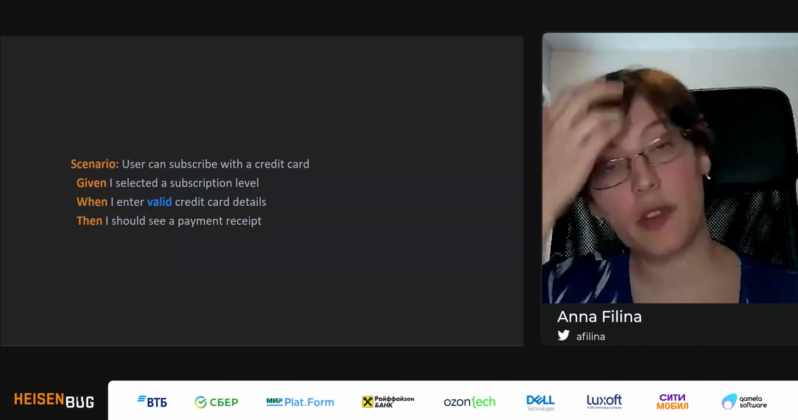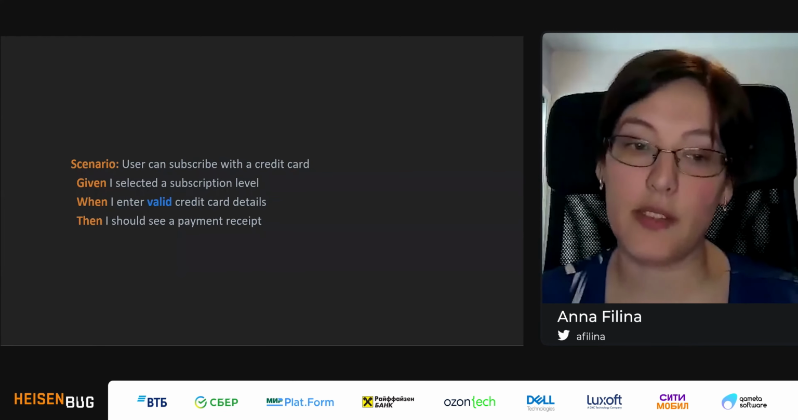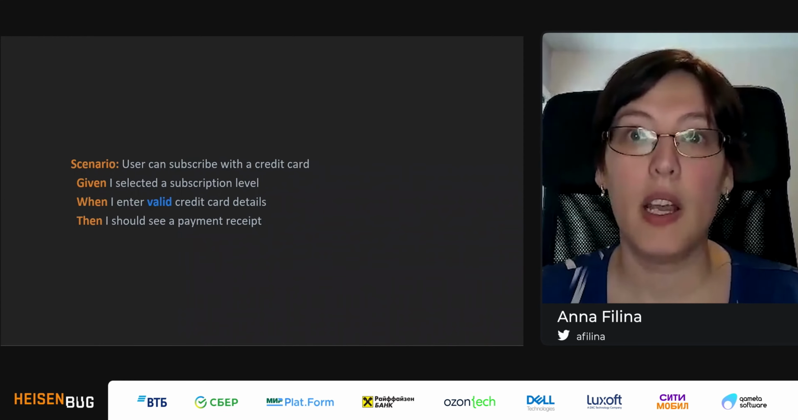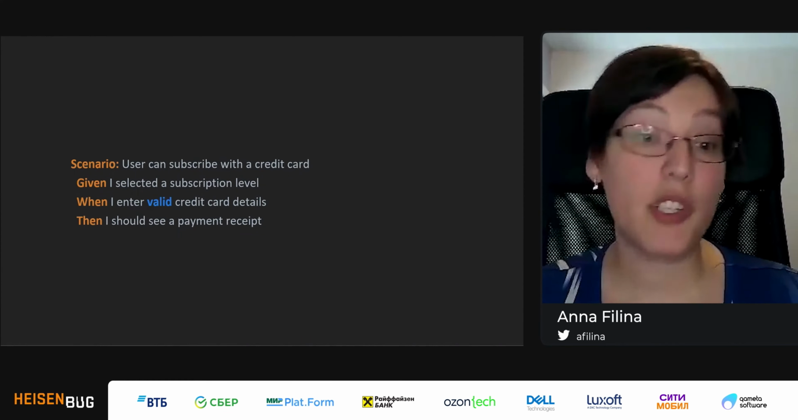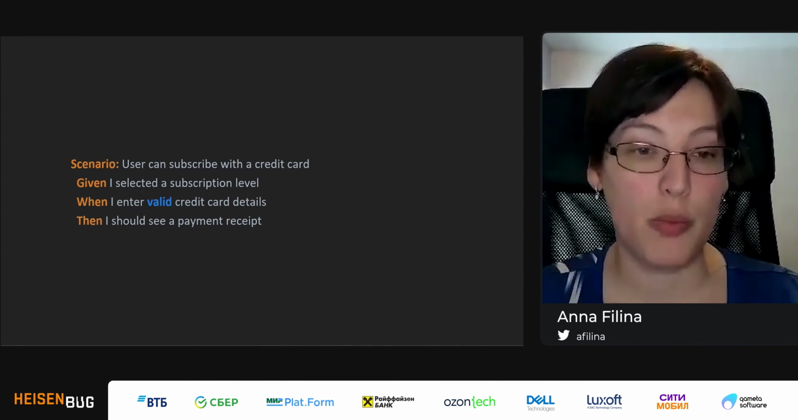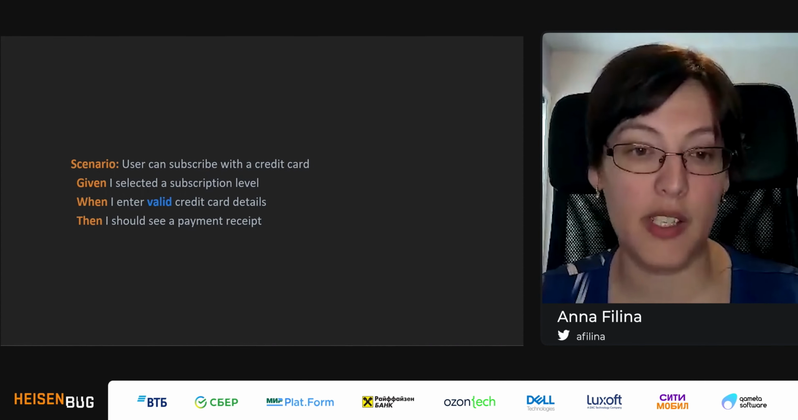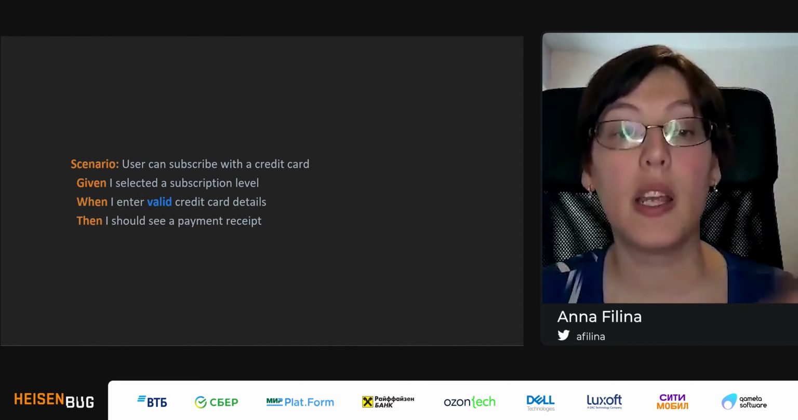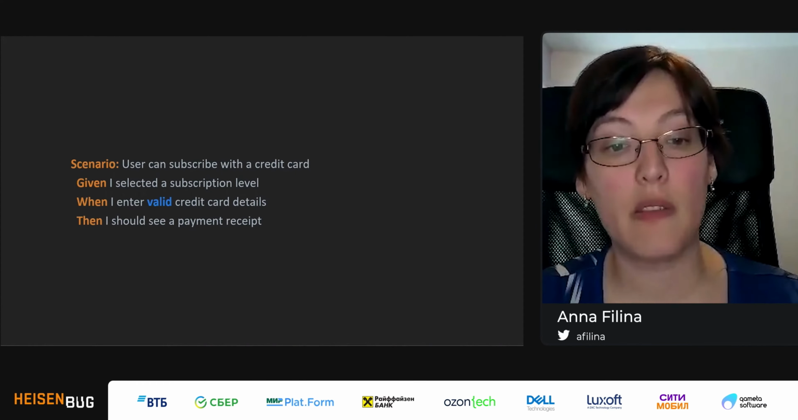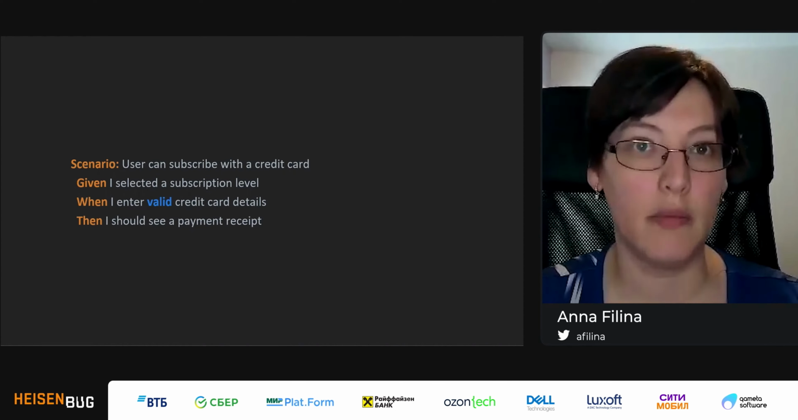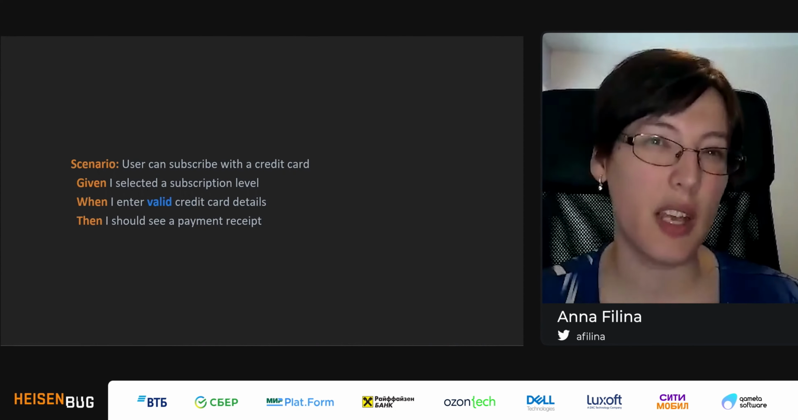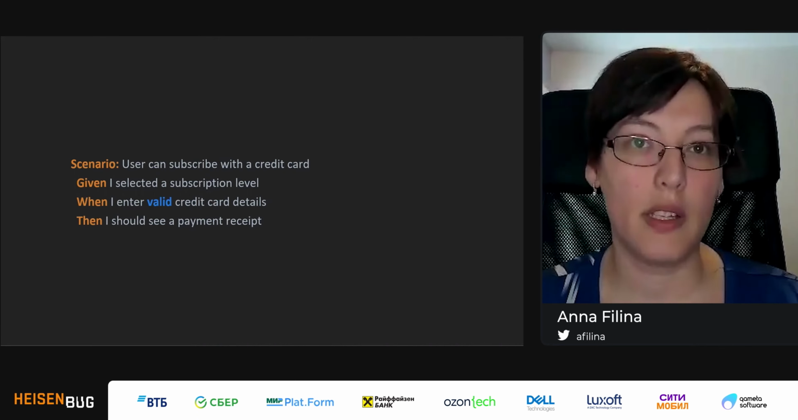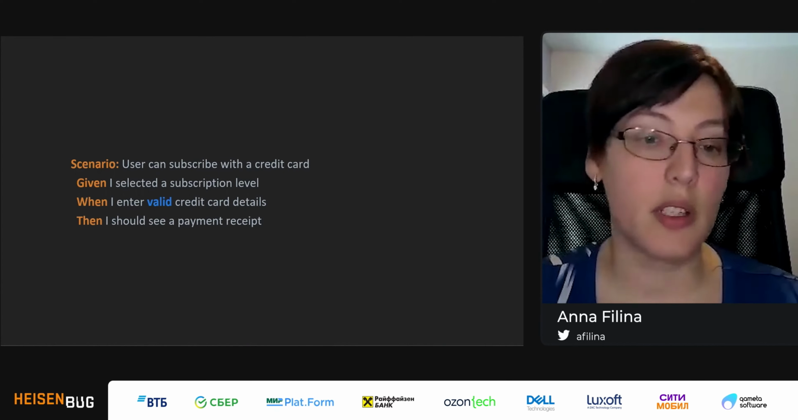So here's an example for those who are not familiar with acceptance tests. I personally like to use any framework that supports Gherkin. So here, for example, a user can subscribe with a credit card. That's the scenario. So given I selected a subscription level, like how did I do it? Did I click this and that? The details of that are in the definition of that step in the code.